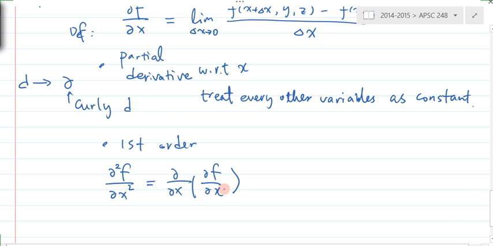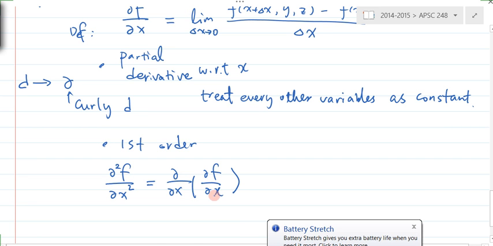You take partial f over partial x first. Whatever the result is, you then take another partial derivative based on this result. Is that the only way to write a partial derivative? You mean partial f over partial x? Yes, that's the only way, actually. There's no prime or anything? No. In this particular case, there's no prime. The prime notation only works with a single variable. Good point.